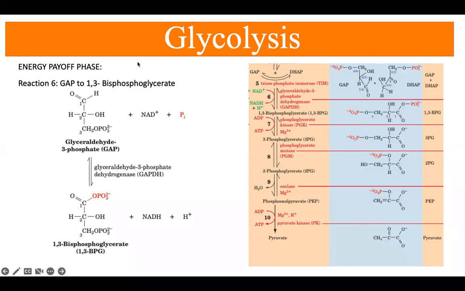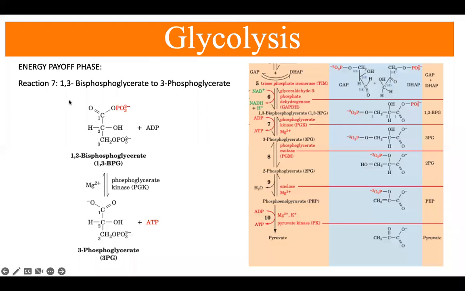Now let's move on to the next reaction, reaction number 7. In reaction number 7, the 1,3-bisphosphoglycerate that was formed gets converted into 3-phosphoglycerate. Let's see how it is happening. You see in 1,3-bisphosphoglycerate, there are two phosphate groups present, one on position number 1 and one on position number 3. An enzyme called phosphoglycerate kinase will act on this molecule, remove the phosphate group from position number 1, and attach this phosphate to the ADP molecule to convert it into ATP. The ADP was basically having two phosphate molecules.